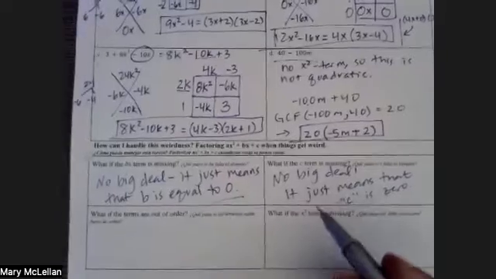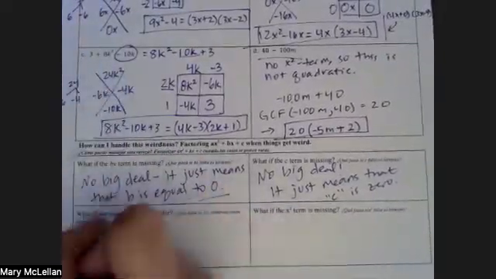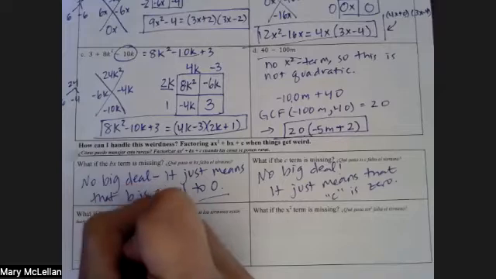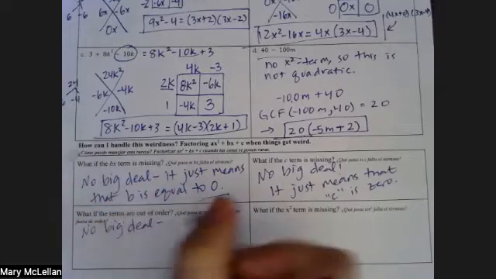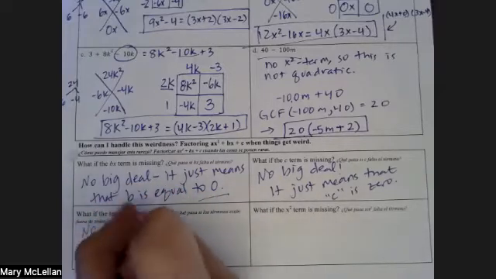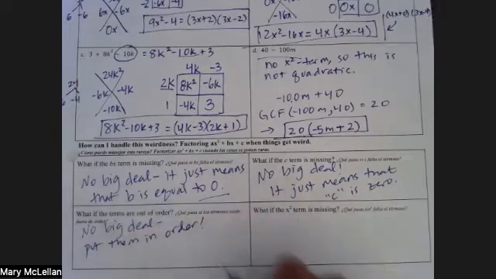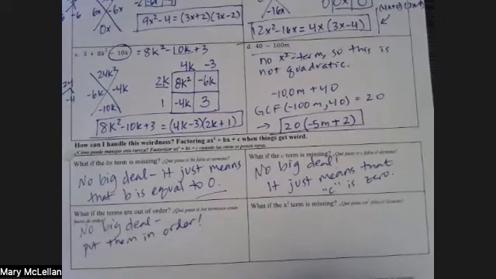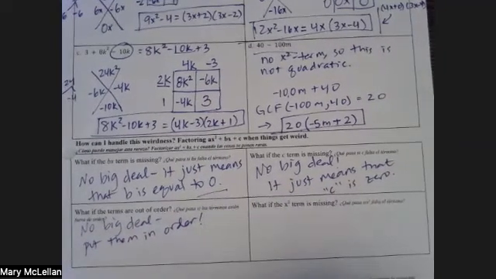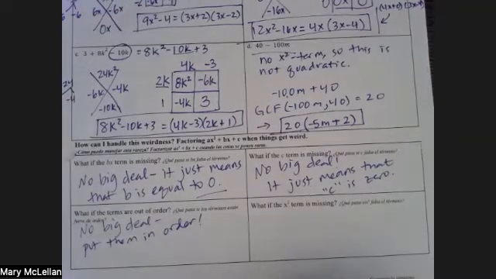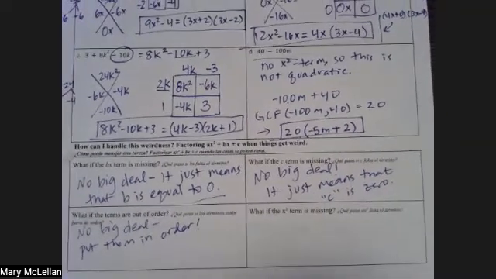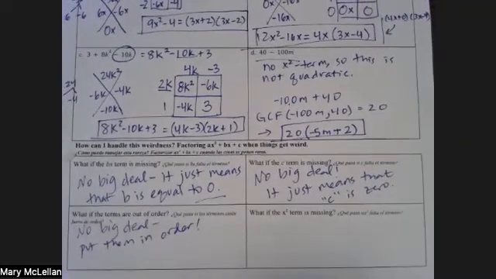Next, what if the terms are out of order? That's what it was like in part C. Hey, no big deal. Just put them in order. What really matters, everybody, is which term belongs to x squared, which term belongs to x, and which term is your constant. You can put them in the usual order based on that.